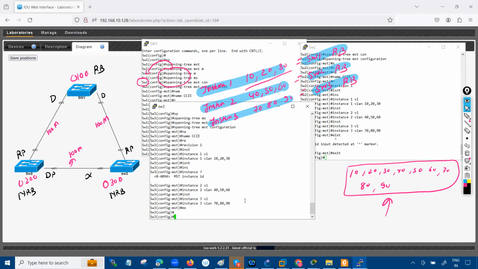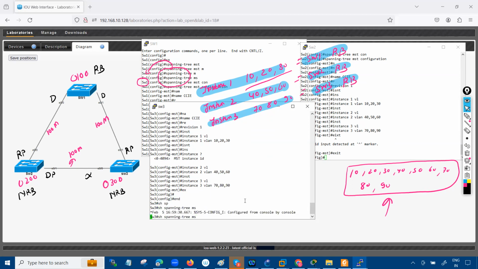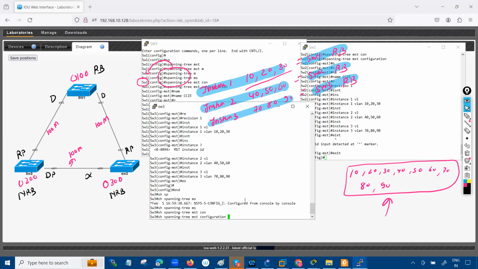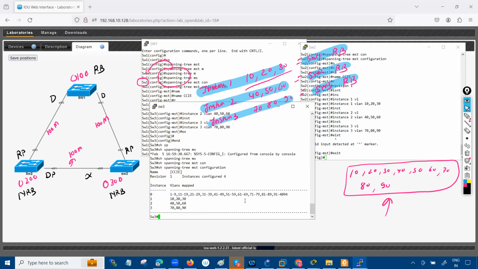Now we are done. So now if you see the show spanning tree mst configuration, how many instances do you have? 4 now. 1 is instance 0. You see that VLANs 1 to 9, 11 to 19, 21 to 29, all these VLANs which are not mapped to a user-defined instance, will move to instance 0. Instance 1 has 10, 20, 30, instance 2 has 40, 50, 60, instance 3 has 70, 80, 90. The name is CCI now, revision is 1.